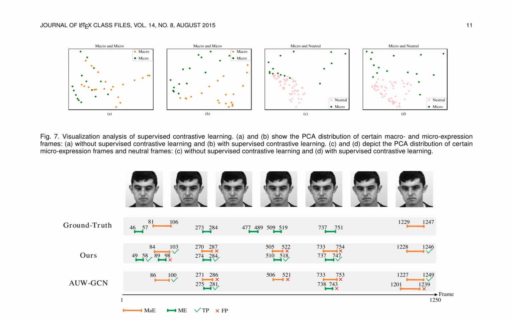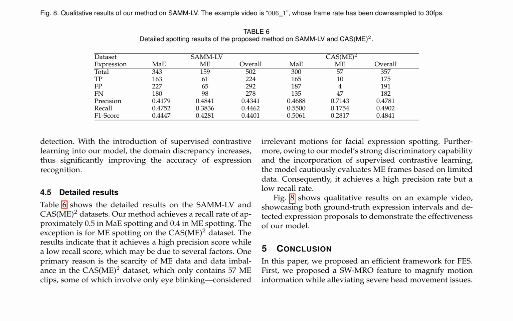The paper presents a novel framework for facial expression spotting, FES, that leverages a SW-MRO feature to magnify motion information and alleviate head movement issues. This feature is designed to perceive complete micro-expressions and discern differences between macro-expressions and micro-expressions. The authors also introduce SpotFormer, a graph-based transformer that learns multi-scale spatio-temporal relationships from SW-MRO features for frame-level probability estimation.